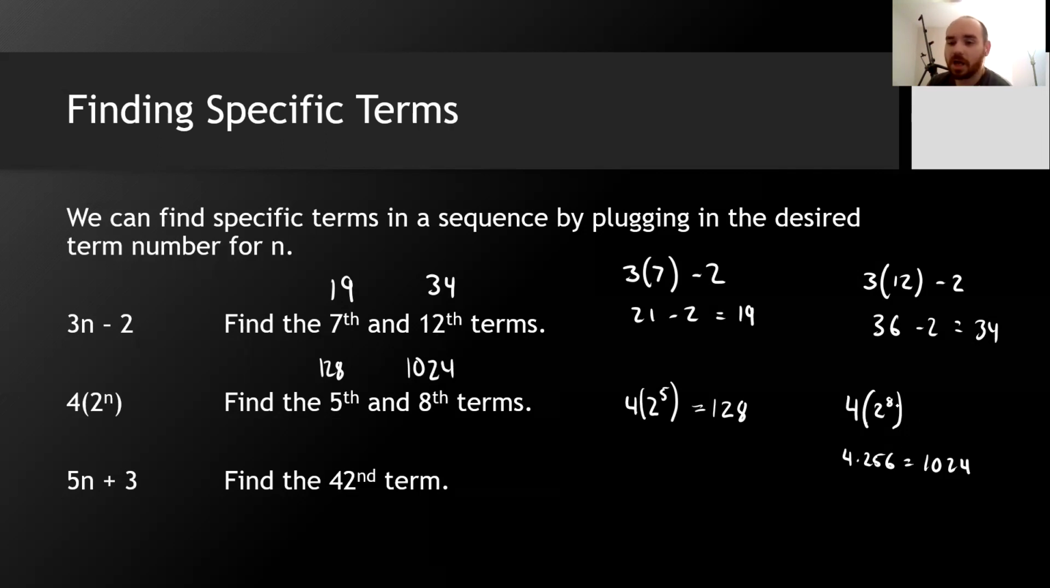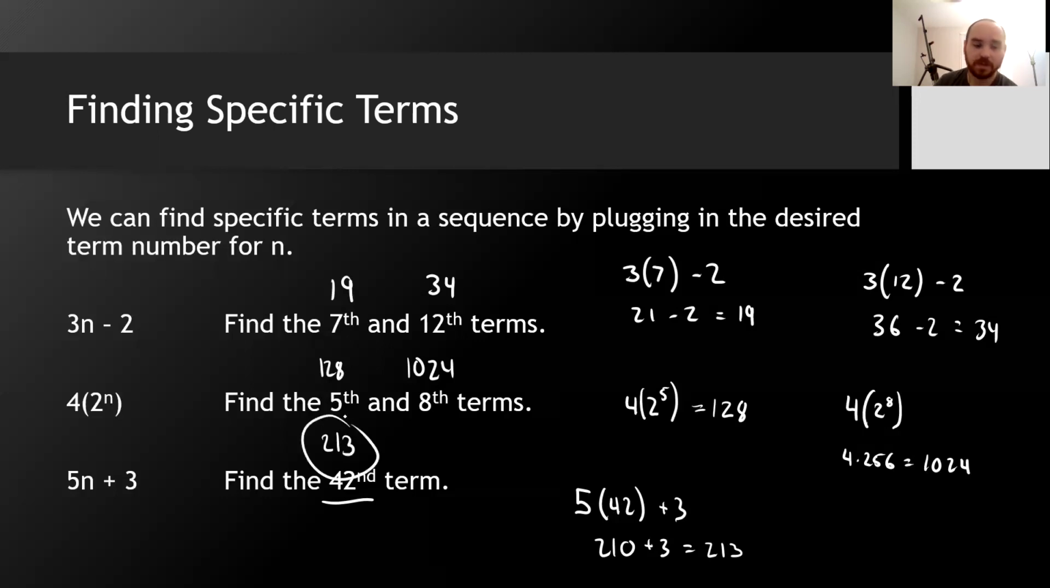Now, again, these are pretty big numbers. Hopefully you guys could do this by hand if you absolutely had to, but I know that most people wouldn't want to, and I would not particularly blame you there. So here, find the 42nd term. So we're going to plug in 42 for n. 5 times 42 plus 3. 5 times 42, that's 210. Plus 3 is 213. So this one, 2, 1, 3.